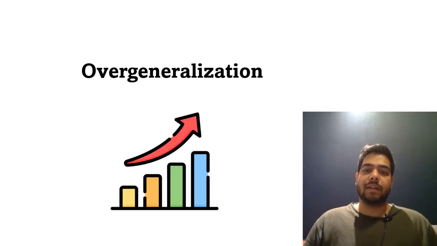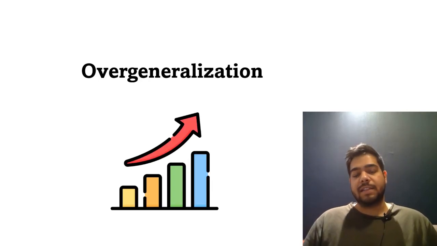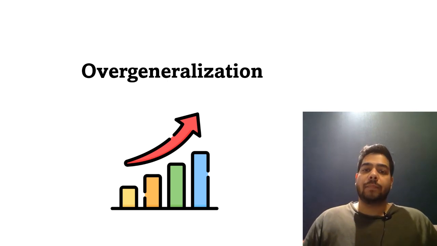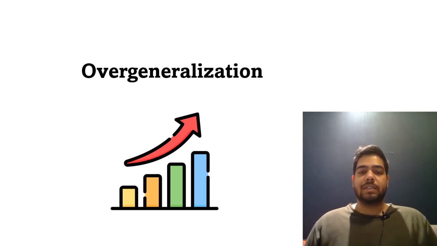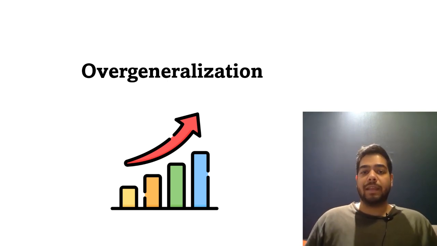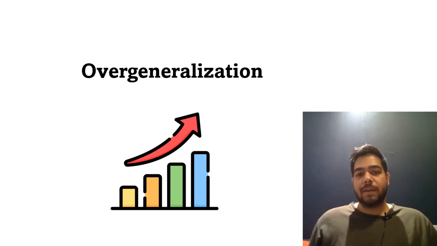The next thought pattern is overgeneralization. Let's take an example of a person who approached a girl and asked her out, but she politely declined because she was already in a relationship. Now this guy might end up thinking that he's not good enough, and all the women will reject him, and he will end up getting lonely and miserable.